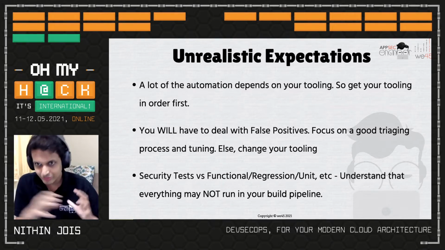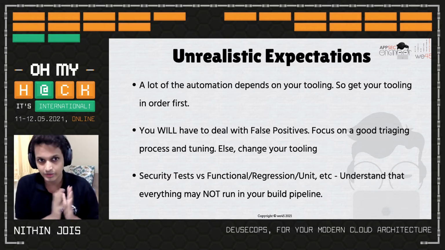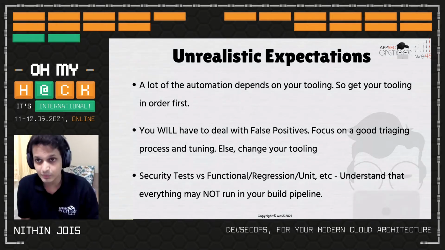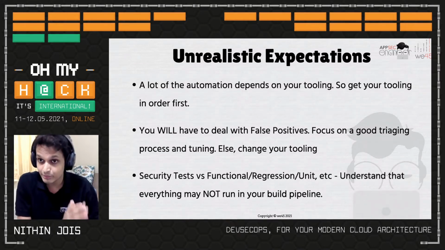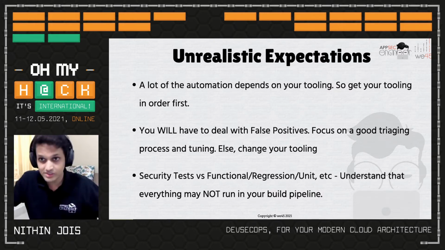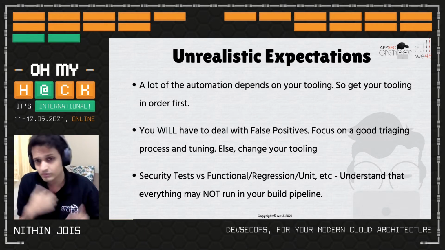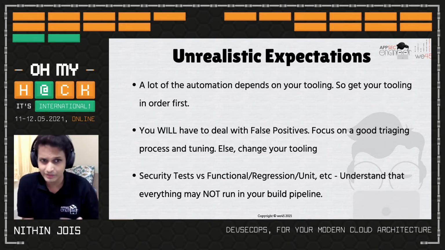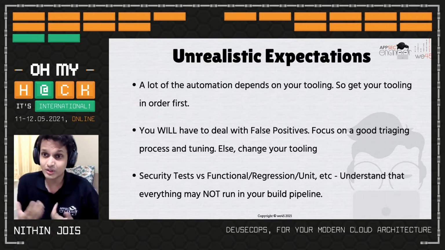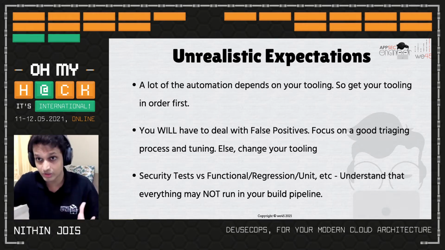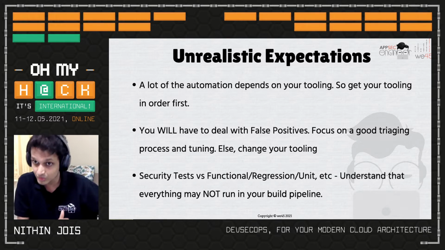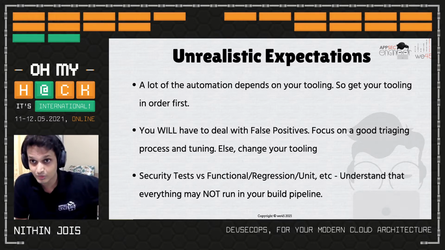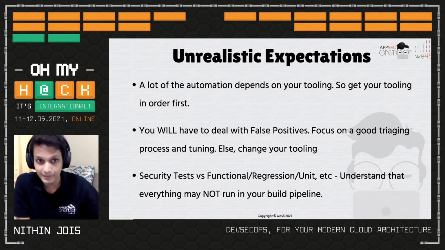So when it comes to unrealistic expectations, a lot of these automations depend on the tooling, right? So play around with a bunch of tools, and only then select the tool that you actually want to implement as part of your DevSecOps pipeline. Just don't take multiple tools and throw them as part of your CI/CD pipeline. And you'll also obviously have to deal with false positives. This is where the confidence scores of the tool, how good the actual tool is, come into play. If your tool is good and it reduces the overall number of false positives, that's great. Go ahead and implement it.